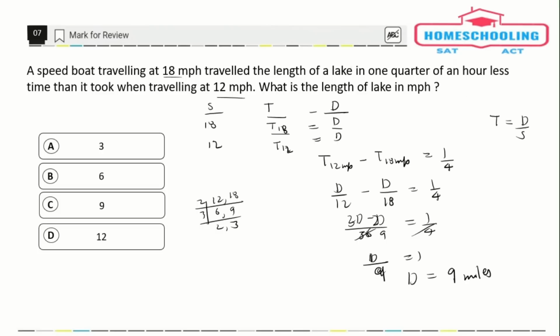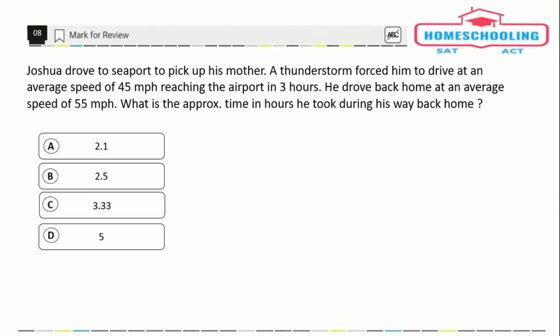Sorry, I made a mistake here in the question. What is the length of the lake in miles? Not miles per hour. The question should be miles. So what is the length of the lake? The distance of the lake is how much? 9 miles. So this is your answer. So option C is your correct answer. Now let's move on to the next question.